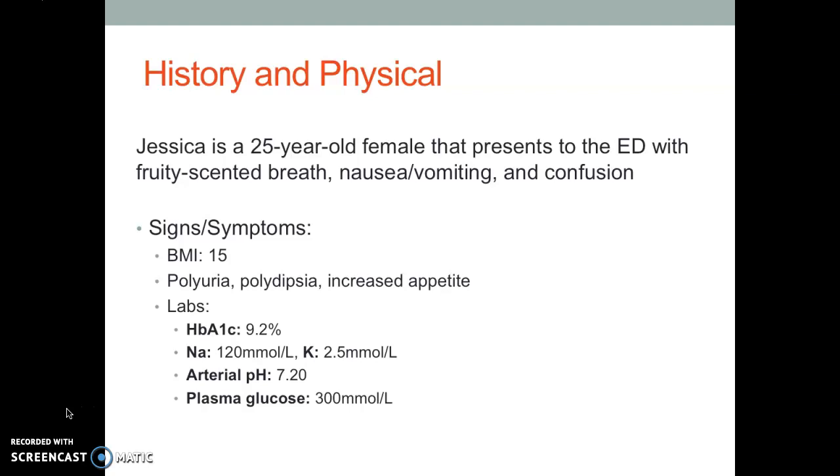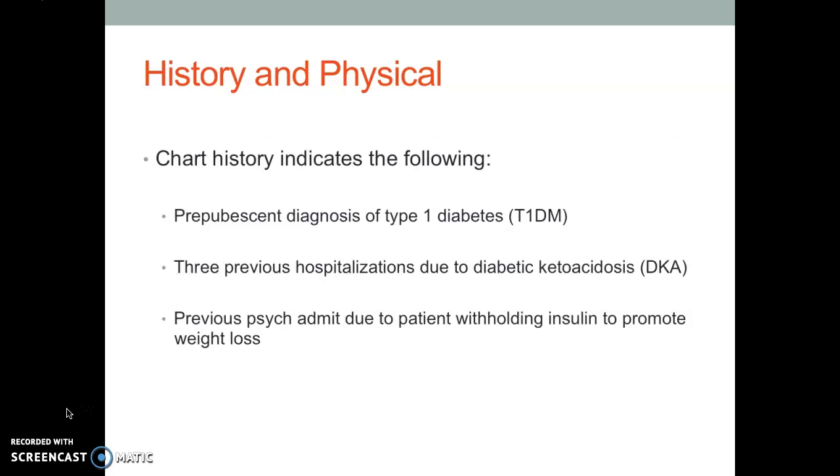That BMI is extremely low. Her A1C is super elevated, and the electrolyte panel shows that she's hyponatremic as well as hypokalemic. Any pH value that's going to be below 7.3 is characteristic of diabetic ketoacidosis, and her plasma glucose actually indicates that she's in a severe state of that.